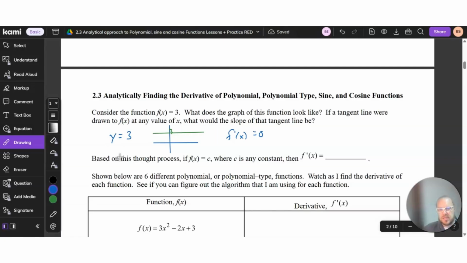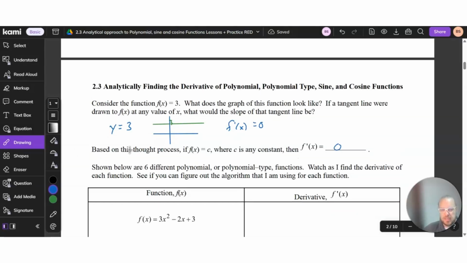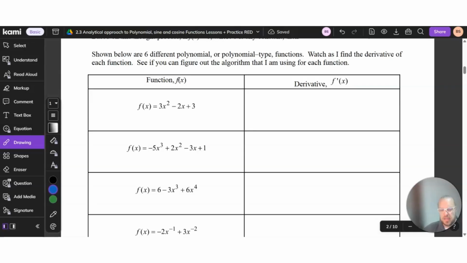So based on this thought process, if f of x equals c, where c is a constant, then f prime of x is going to be 0 because it's just a flat line. That's all it is. Now, shown below, we've got 6 different polynomials or polynomial-like functions. I'll talk about that when we get there. Watch, I'm going to find the derivative here, and we'll see if you can figure out the pattern. f prime of x of this guy here is 6x minus 2.